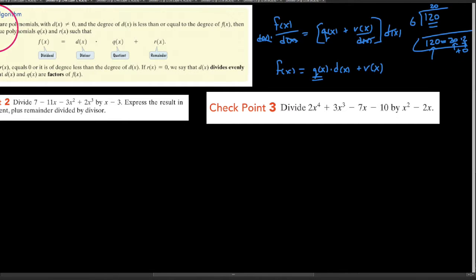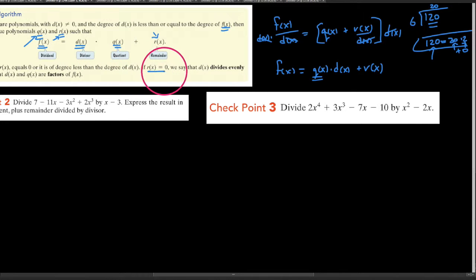So we say if f of x and d of x are polynomials, and d of x is not equal to 0, and the degree of d of x is less than or equal to the degree of the thing we're dividing, then there exist unique polynomials q of x, which is our quotient, and r of x, which is our remainder, such that the original function can be rewritten as what I divided by, times what I got left over, plus the remainder part. And we say the remainder r of x equals 0, or it is of degree less than the degree of d of x, okay?